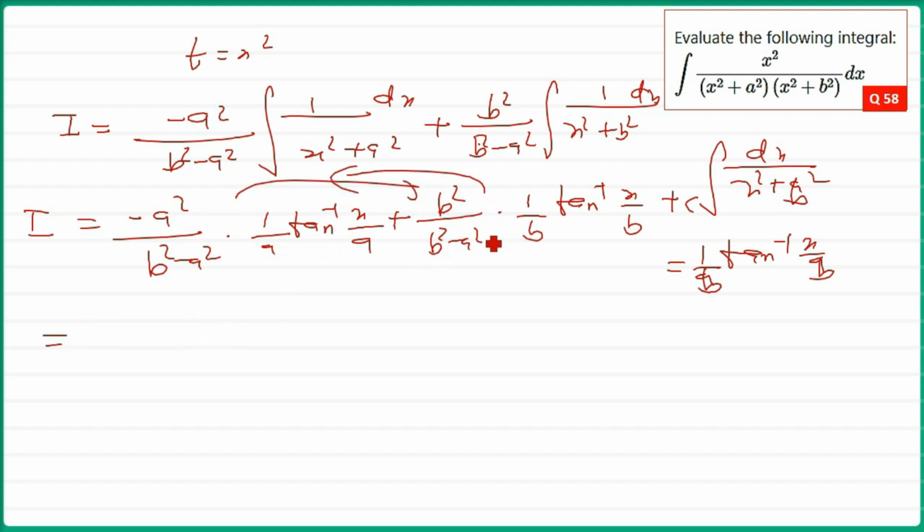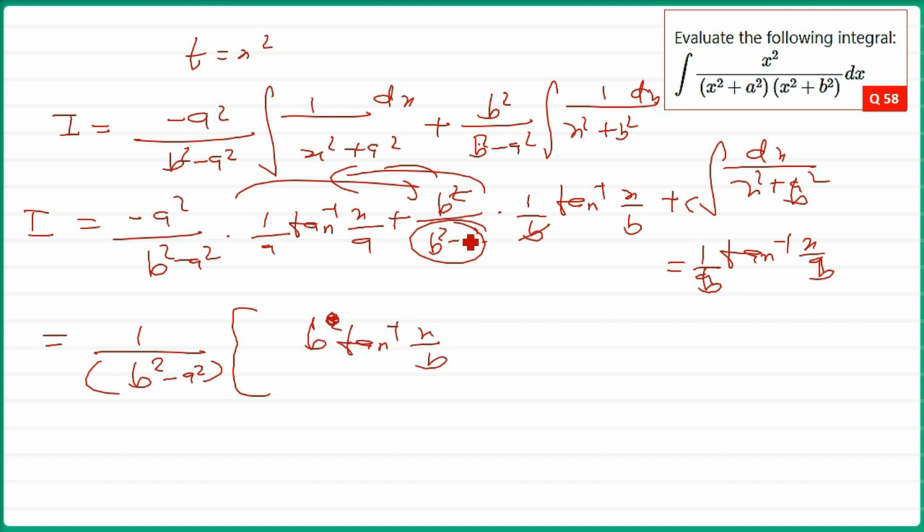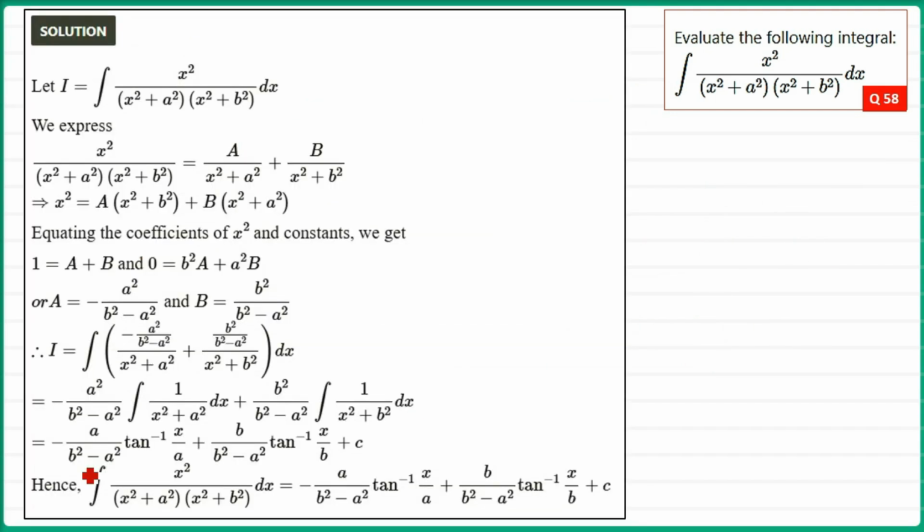But you can do some simplification. You can take 1 by b square minus a square outside. I'm just exchanging these two terms because negative is first, and I want to keep it in the middle. So 1 by b square minus a square you can take outside, and the second term I'm writing first. b and b square, one b gets cancelled, so it will be b tan inverse x by b, and this will be negative. a gets cancelled, so a tan inverse x by a plus a constant of integration. So this is the way you are going to do it.